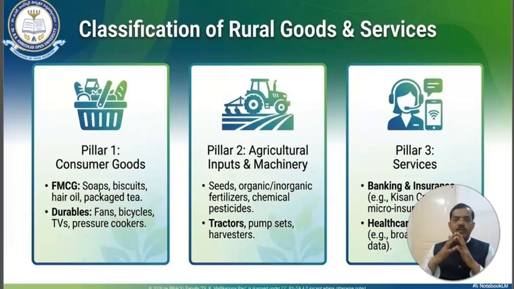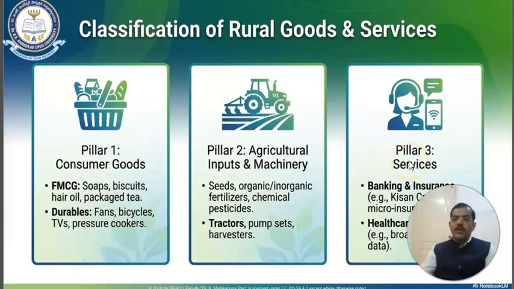Now, pillar number two talks about agriculture inputs and machinery usage: seeds, organic and inorganic fertilizers, chemical pesticides, tractors, and pump sets, and financial products such as Kisan credit cards, along with health care and telecommunication services like broadband and mobile data, which we will also see in pillar number two.